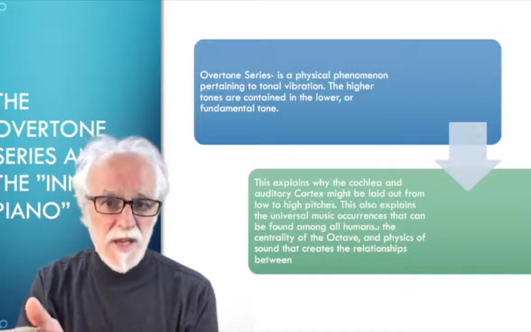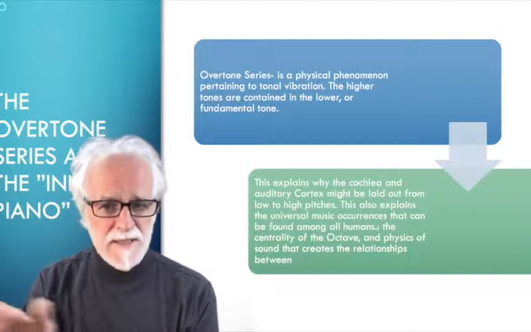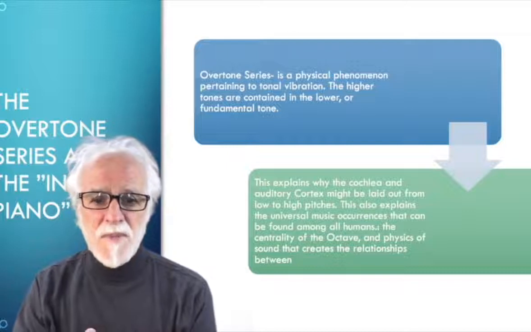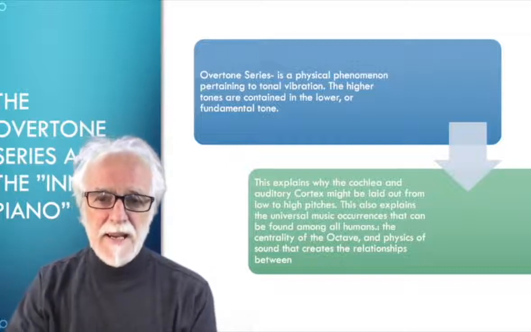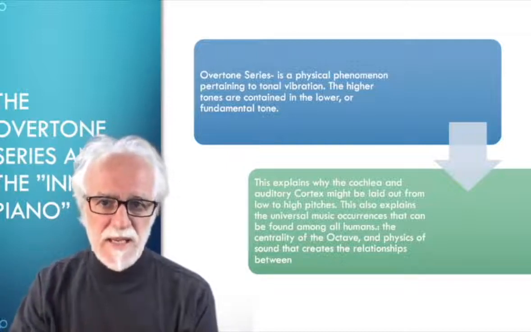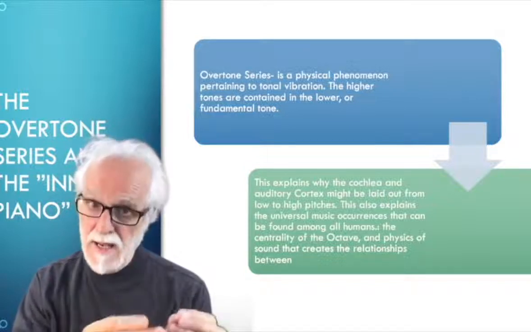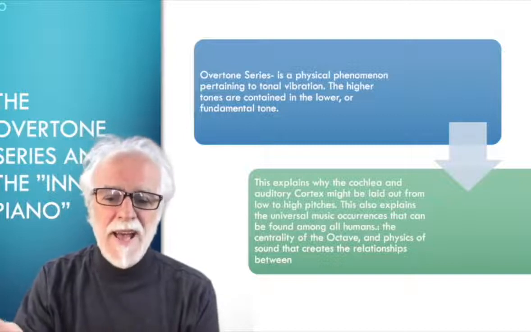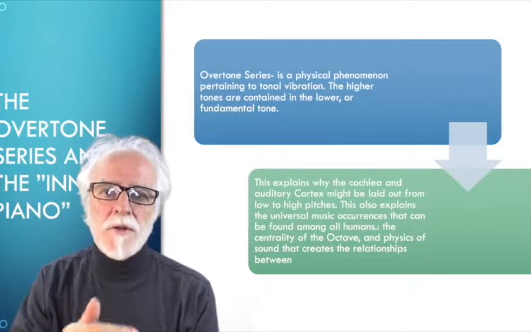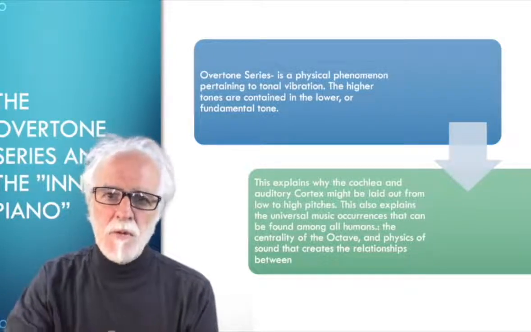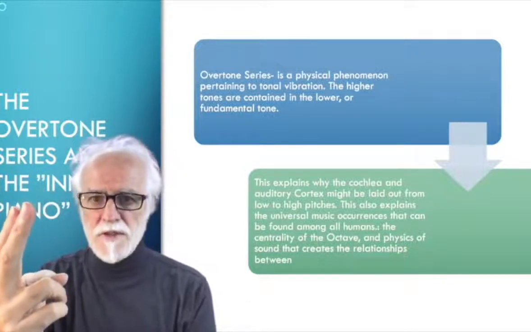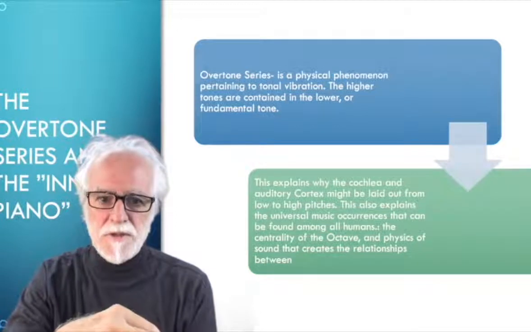Now, there's ways to hear the overtone. You actually can hear them, but that's kind of a digression for us right now. At any rate, what this is saying is that the cochlea and the auditory cortex are an analog to the overtone series, which is why it's from low to high, because the higher overtones are actually contained in the lower tones.